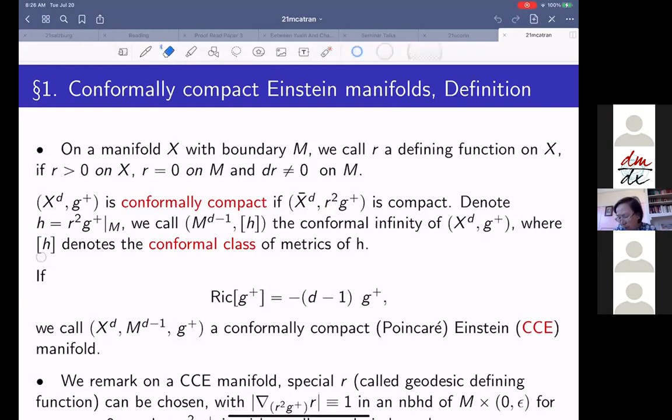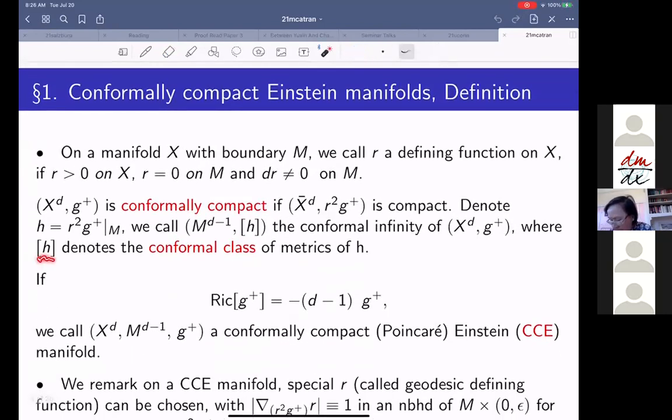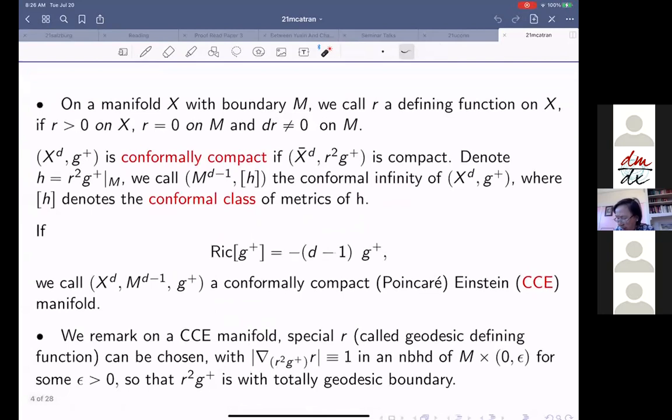So we denote this class by the conformal class of h. And then we call this boundary the conformal infinity of the original space. And usually when we take this g plus to be an Einstein metric, then we normalize it so that its Ricci curvature is minus (d minus one) g plus. In this case, we call it conformally compact Einstein.